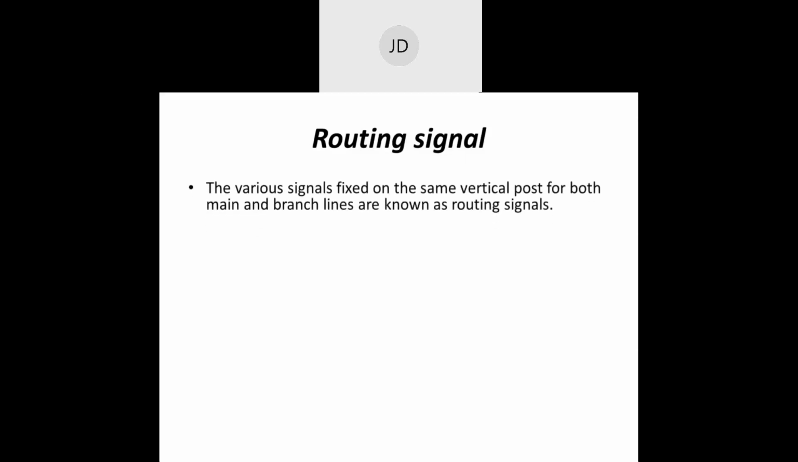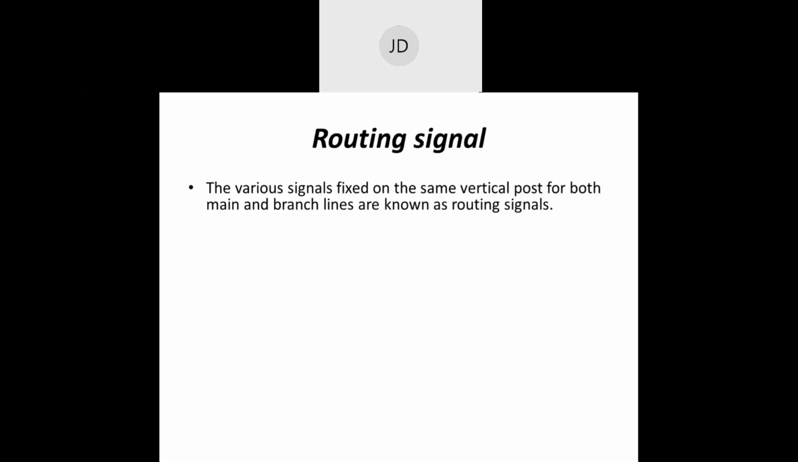Next, we'll discuss the routing signal. Basically, a routing signal is a combination of both the home signal and the outer signal. Whenever the space available is less, we can go for installing all the signals on a single post. Basically, these are our routing signals. The various signals fixed on the same vertical post for both main and branch lines are known as routing signals.